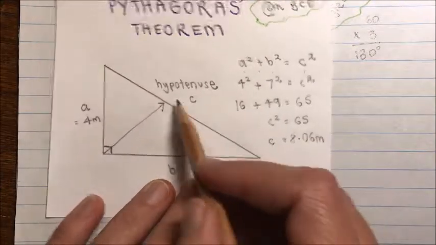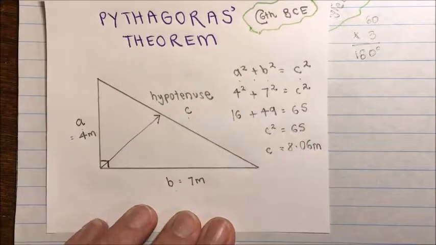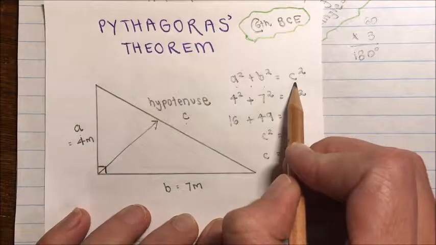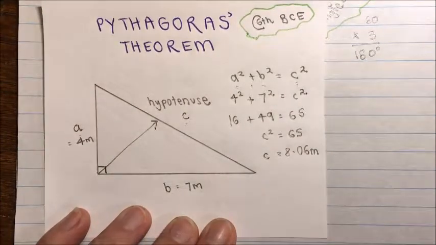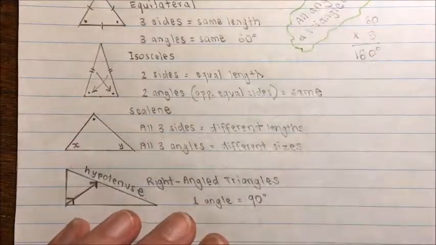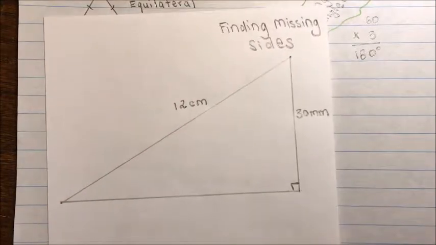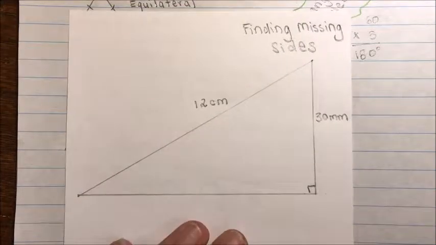Excellent. So when you're calculating the hypotenuse, Pythagoras' theorem says the square of the hypotenuse equals the sum of the squares of the other two sides. And that's really helpful to know when you're trying to find the sides of triangles. With right angle triangles, we can find the missing side. Let's have a look at this first one.